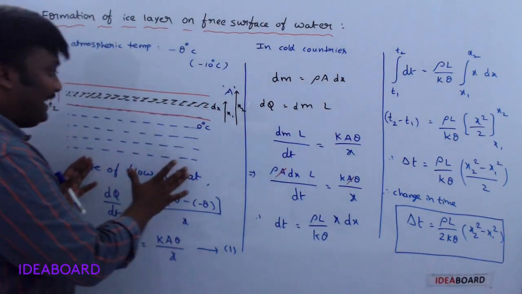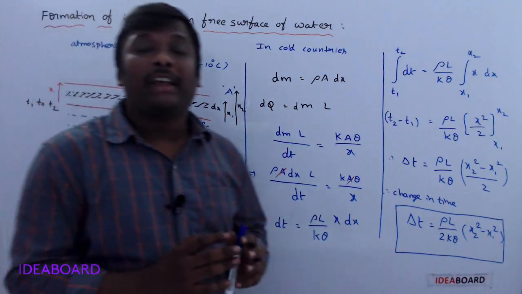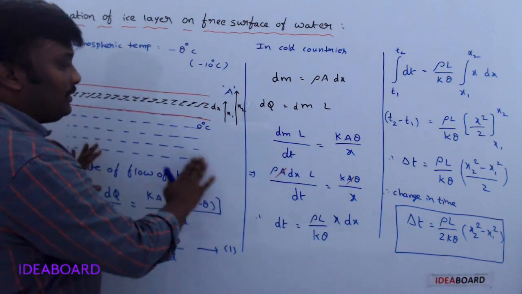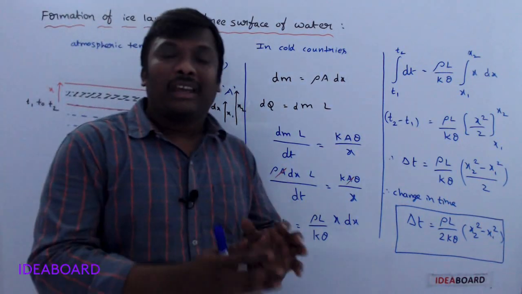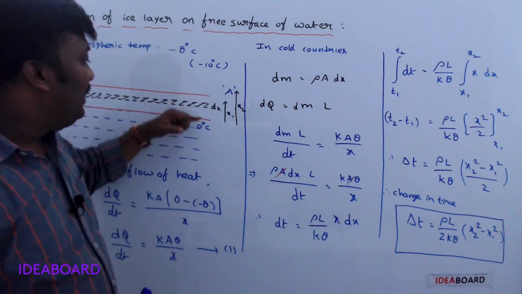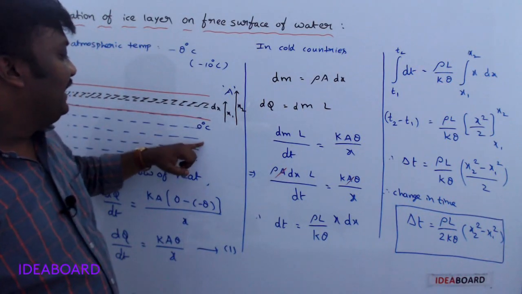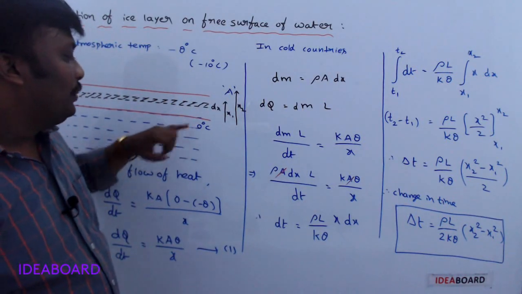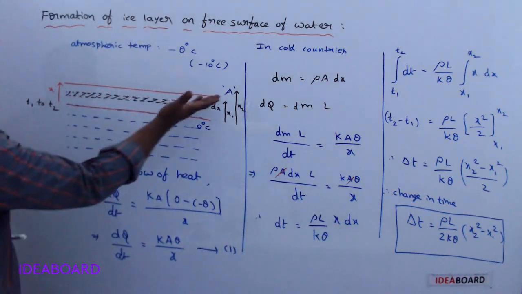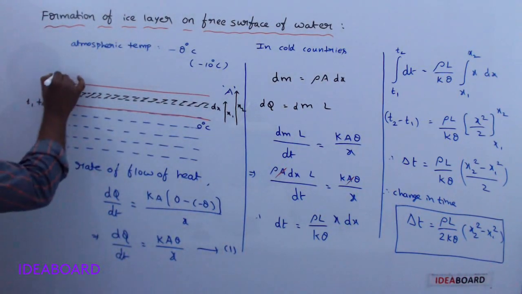Okay, and we said at the anomalous behavior of water, below the pond is always at 4 degrees Celsius, and above that the temperature is 3 degree, 2 degree, 1 degree and 0 degree. After reaching the 0 degree, we got an ice layer. This is entirely an ice layer.